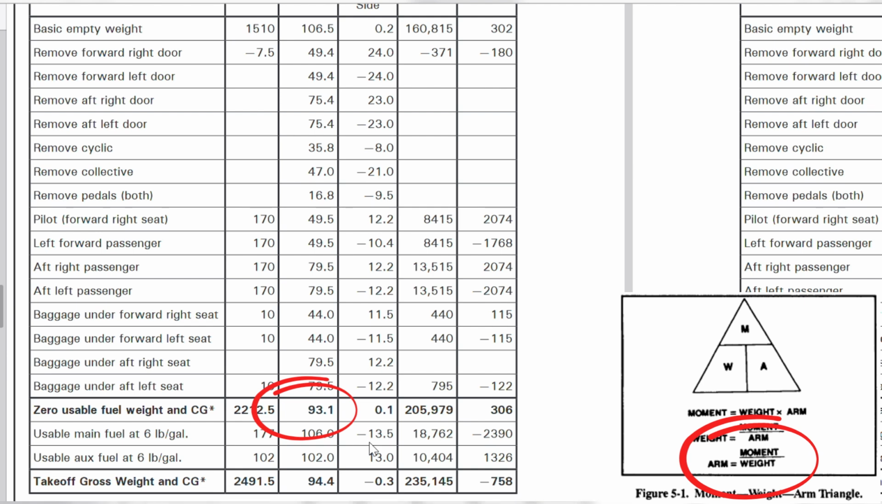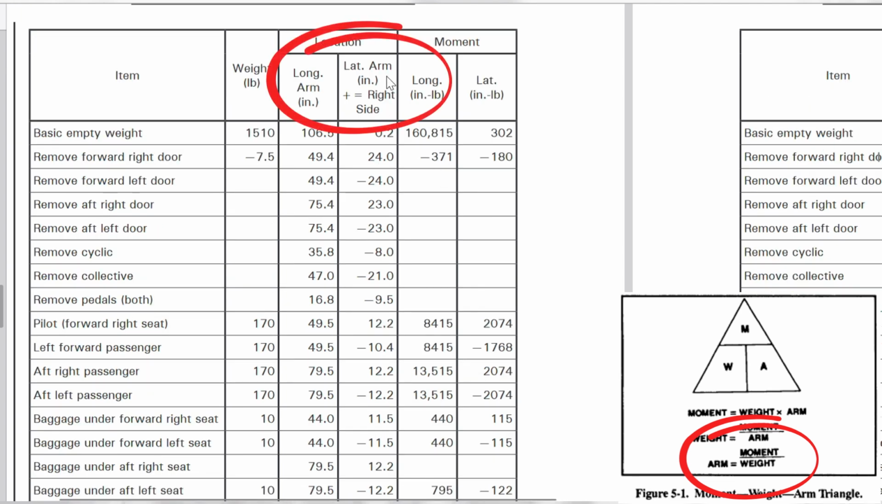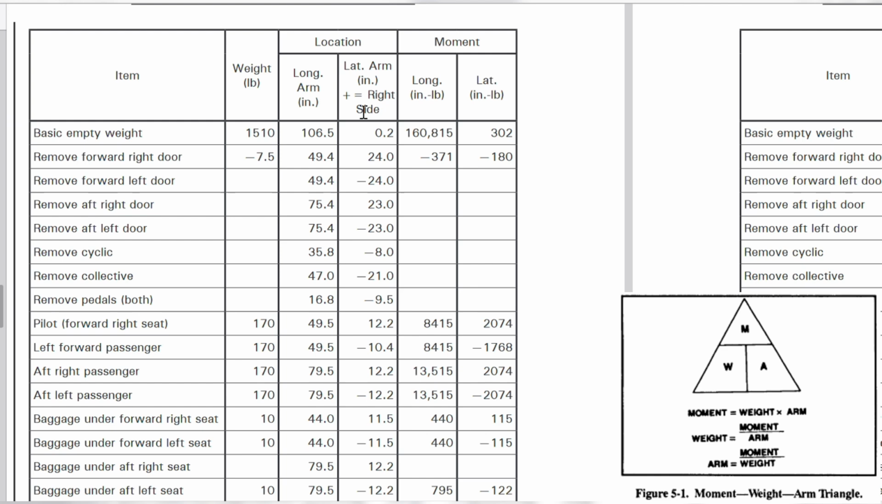And doing the exact same thing for the lateral arm as well. So you would just take 306, divide that by 2,212.5. And typically the lateral arm is always quite small. So also if lateral is negative, be aware, keep that negative and positive sign, because that indicates whether it's left or right on the aircraft. It will tell you up top, so it'll say lateral arm positive equals right side. So I'll show you what that means on the little diagram once we go up to the top.